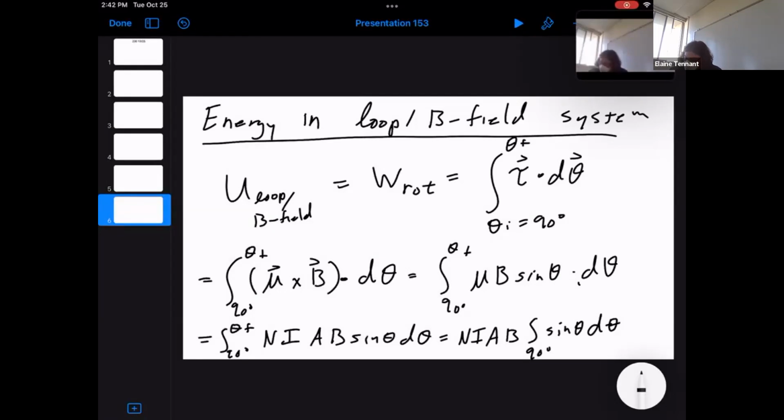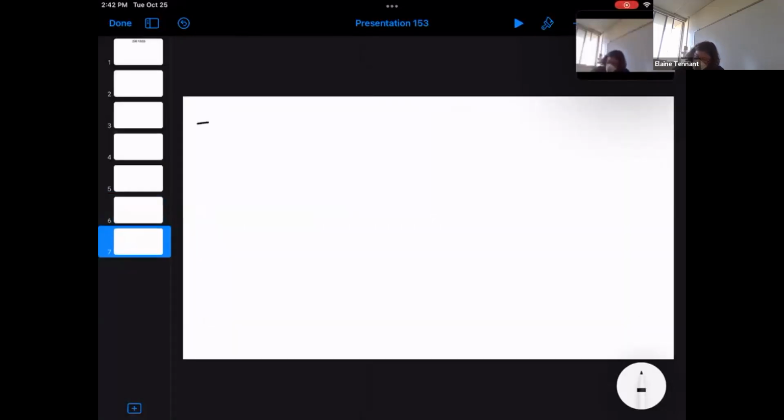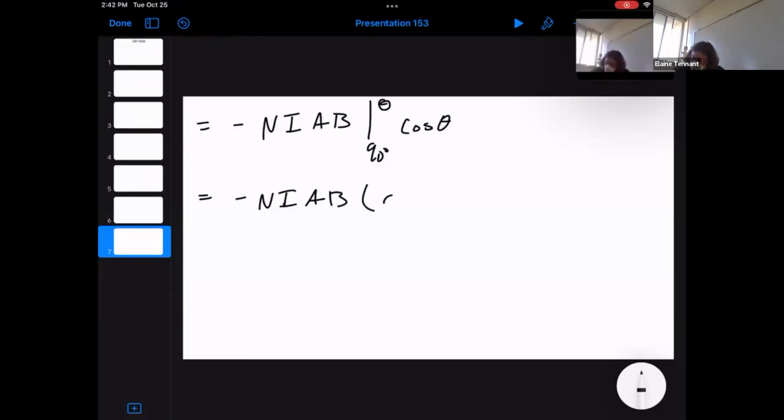What is the integral of sine? The negative cosine? No, I think you're right the first time, negative cosine. So we have negative NIB, from 90 to some later theta, times the cosine of theta. Okay. Plugging in our limits, we have some final theta, and then we have the cosine of 90. And what is the cosine of 90? 0. Okay.